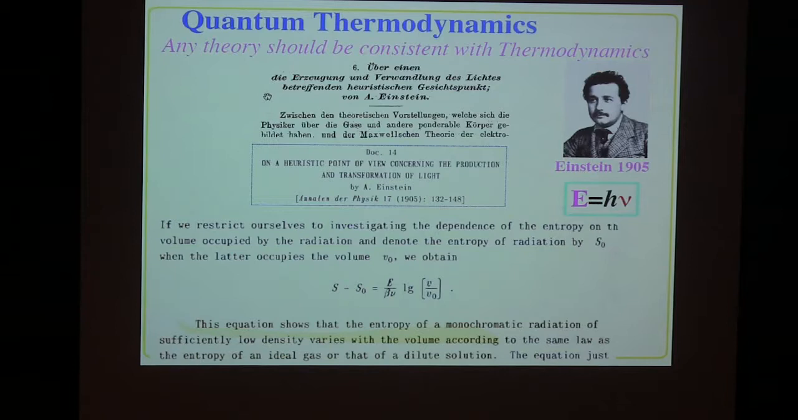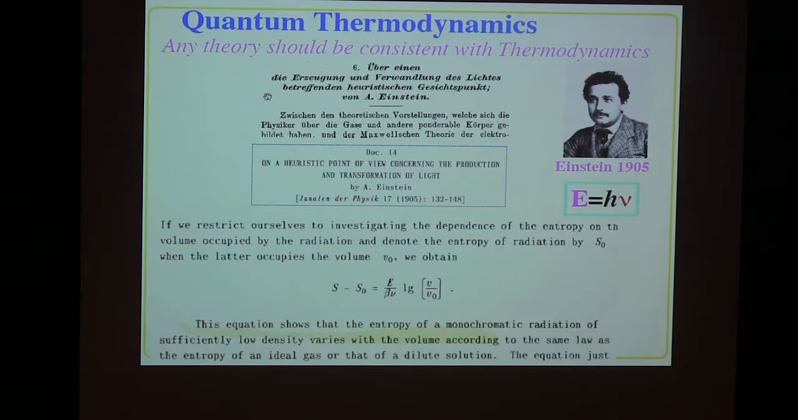But that's where I'm going to start: at this 1905 paper of Einstein, which in a way did it in reverse. This paper is the foundation of quantum mechanics as we know it, and Einstein starts from thermodynamics. This is an English translation of the German version, and usually when we teach our students, we take it that the energy is proportional to the frequency. But if you look through the reasoning, you can see what's written here: this equation shows that the entropy of monochromatic radiation of sufficiently low density varies with the volume according to the same law as the entropy of an ideal gas or that of a dilute solution.